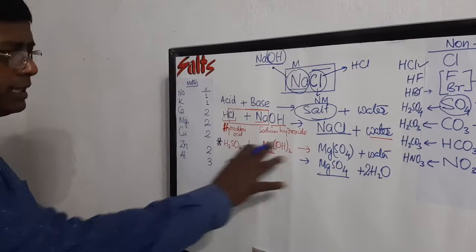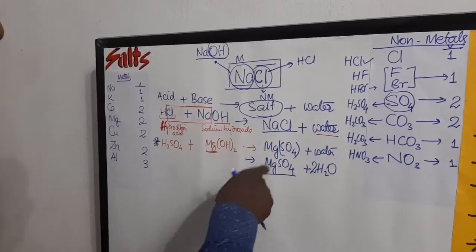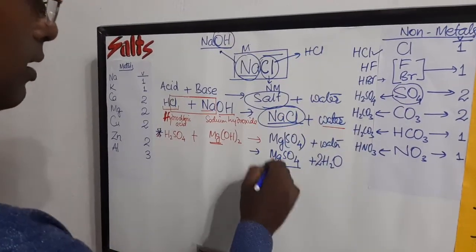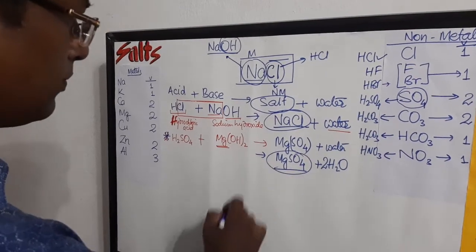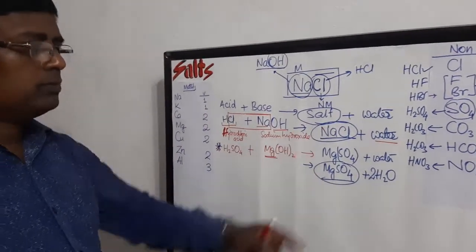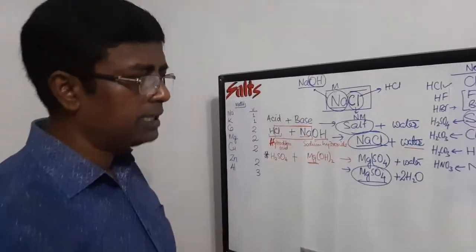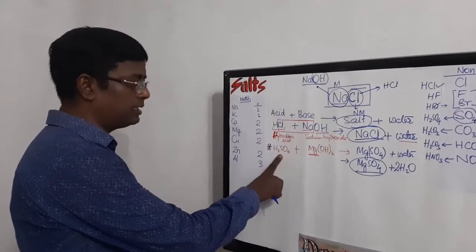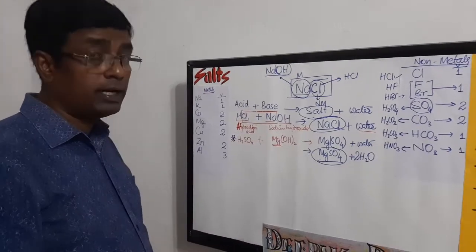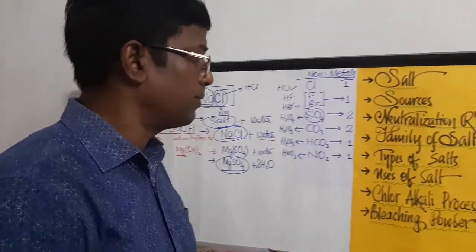Now, sodium chloride is a salt, magnesium sulfate is a salt. This reaction in which salt is produced along with water when acid and base combine is called a neutralization reaction.